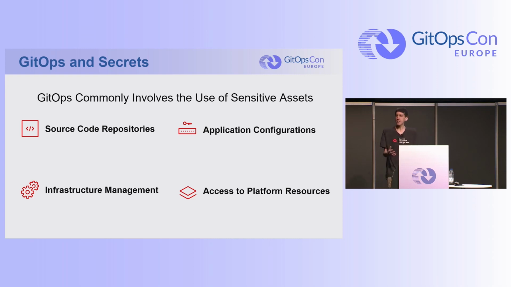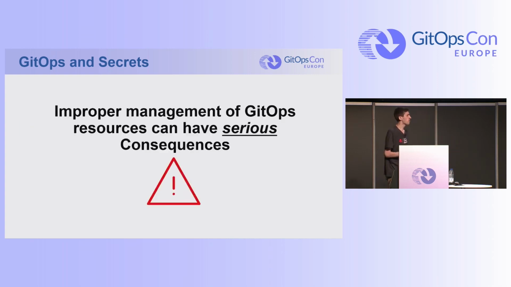And then finally, access to platform resources. If you're talking to AWS, Google, Kubernetes, you typically need to authenticate in some form or another. You typically have to then manage that through Git or some related system. However, most importantly, improper management of GitOps can have very serious consequences. And how serious can they be?